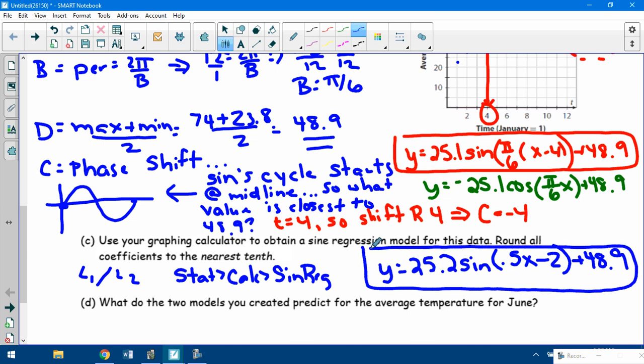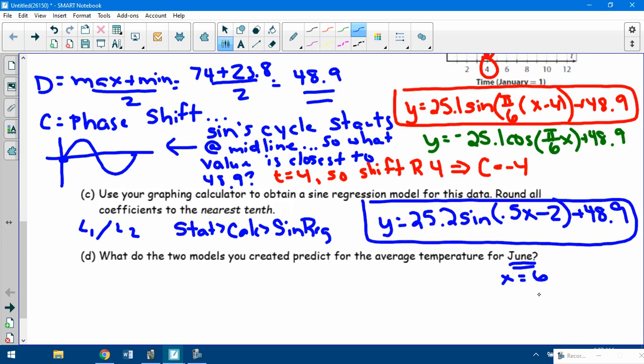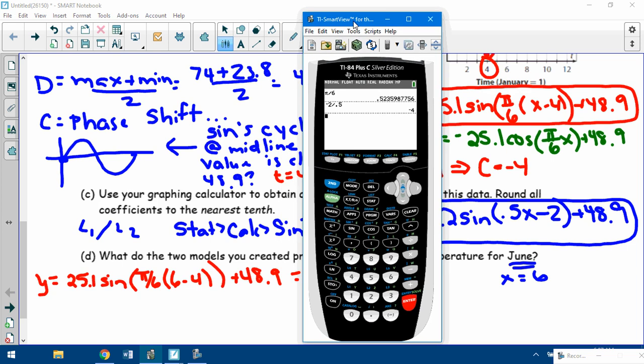It's not always going to be that close. And part D says, what are the two models you created predict for the average temperature in June? So in June, what would I be plugging in for X? June is the 6th month, so X is 6, right? So for our first model, we would have y equals 25.1 times the sine of pi over 6 times parentheses 6 minus 4, parenthesis, plus 48.9. And we just plug that straight into the calculator and see what we end up with.